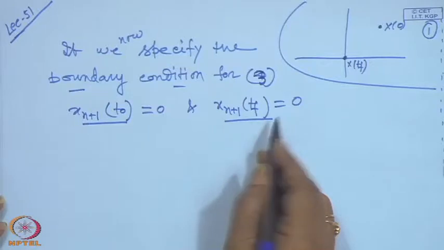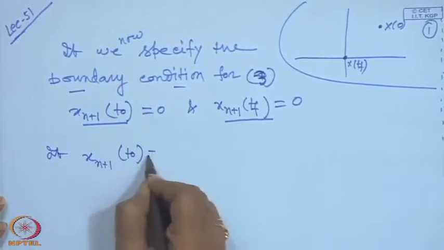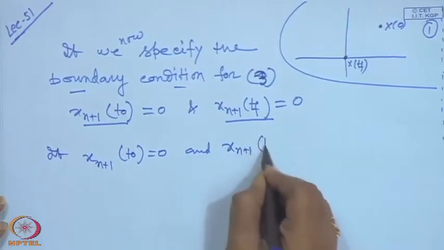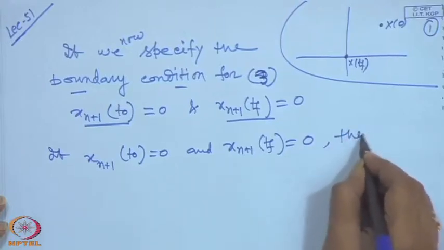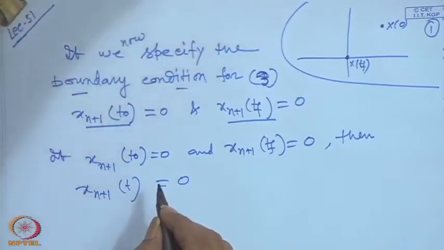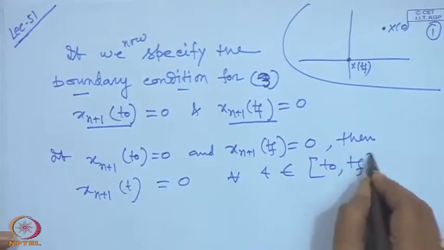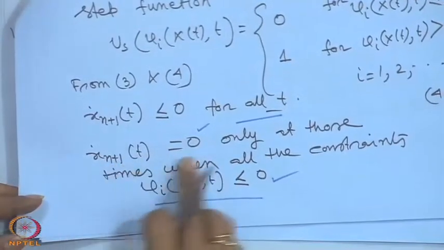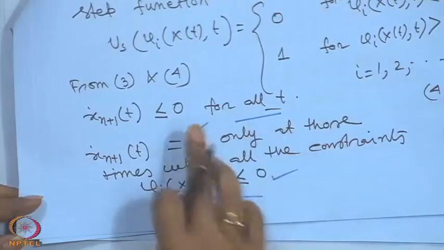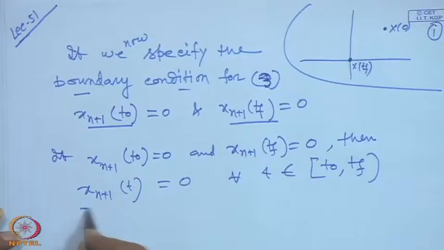If this is 0 and this is 0, then immediately I can write, if x n plus 1 of t 0 is equal to 0 and x n plus 1 of t f is equal to 0, then we can write x n plus 1 of t is equal to 0 for all t belonging to t 0 to t f. How is it? Because if you see the dynamic equation of x n plus 1, this is equal to 0, because it must be 0 when all the constraints are satisfied. Now, if you integrate this, you will get this equal to 0, provided x at t 0 is 0 and the final condition is also 0. So, for all the time, this will be 0.